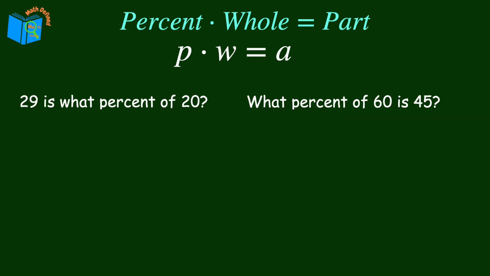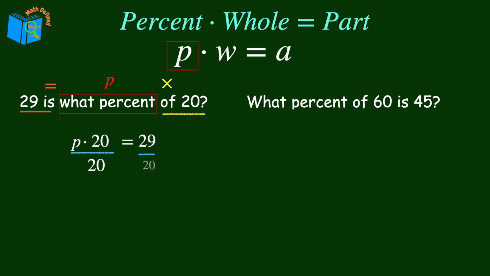Okay, time to solve for the percent. 29 is what percent of 20? 29 is the part, and the whole is 20. We'll set up the equation as P times 20 equals 29. Now divide both sides by 20 to get P equals 1.45. Then multiply by 100 to turn it into the percent, 145%. So 29 is 145% of 20. This makes sense because the part, 29, is greater than the whole of 20.